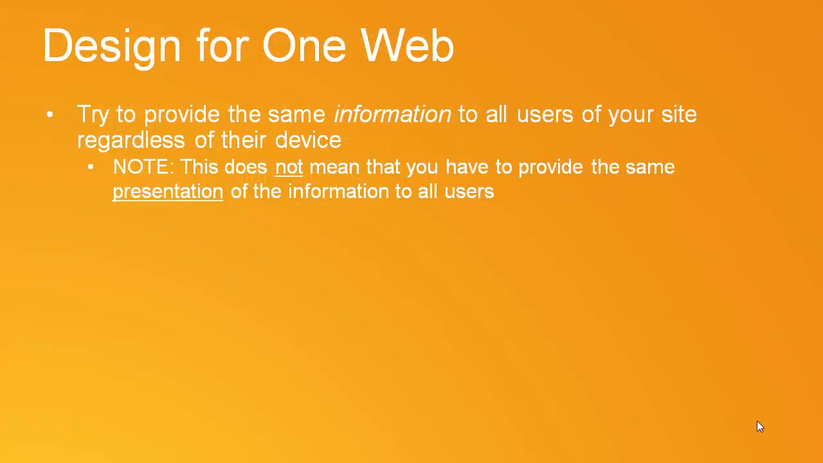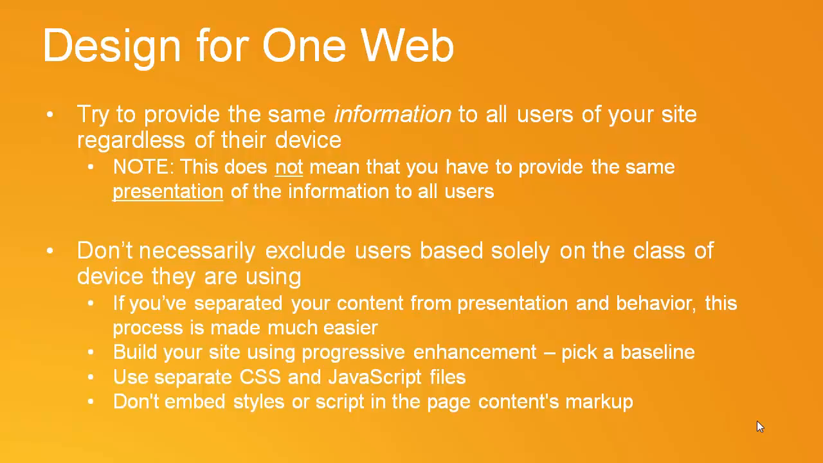So designing for one web, that's important. Try to provide the same information to all users of your site regardless of the device. Now, this doesn't mean that you have to provide the same presentation of all the information to all of the users, but you have to make sure that you're not removing key things from the user. You want to make sure that you're doing it in the best way and that you're improving that experience. Don't necessarily exclude users based solely on the class of device, but rather try to use separate presentations and behaviors in terms of what the capabilities are.